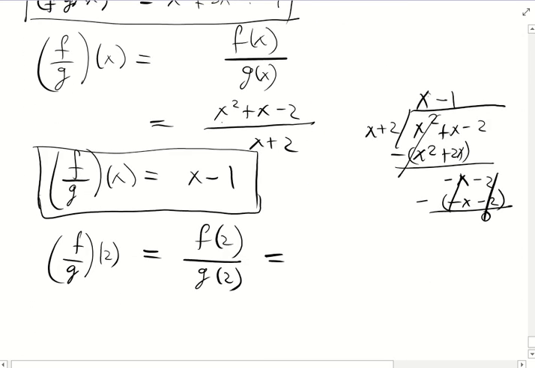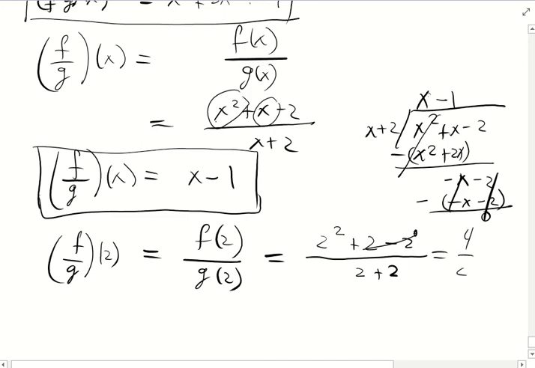So here, we just change all x with 2. So this will be 2 squared plus 2 minus 2. So that is f of 2. Then for g of 2, that will be 2 plus 2. So 2 squared is 4, 2 minus 2 is 0, 2 plus 2 is 4. So this will be 4 over 4. So therefore, f of g of 2 will be equal to 1.